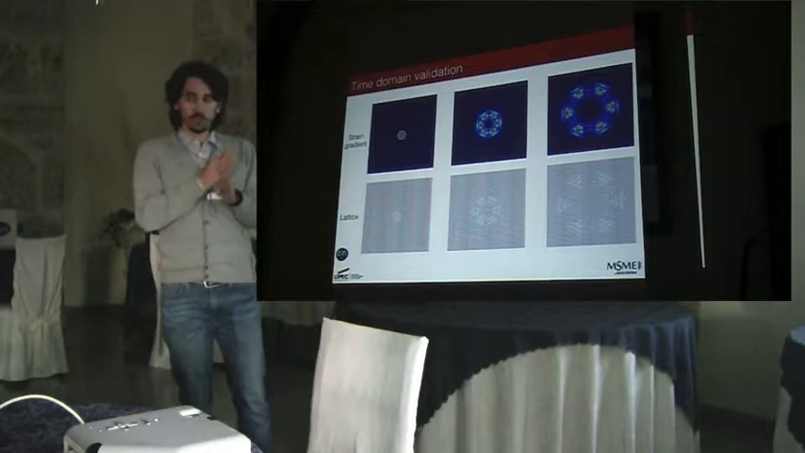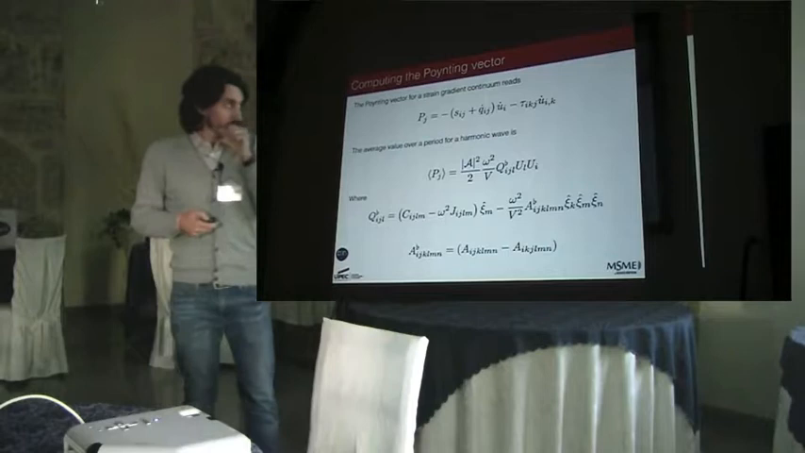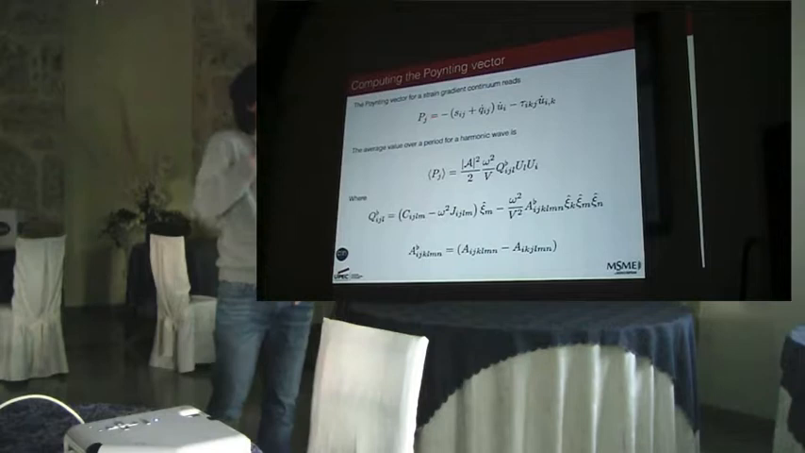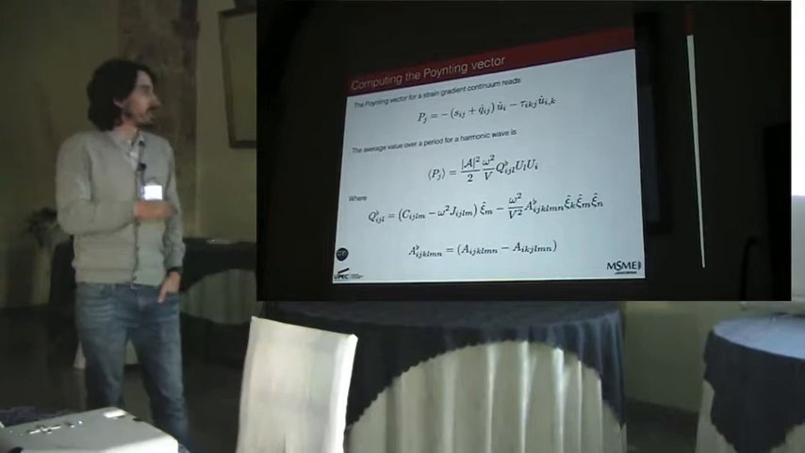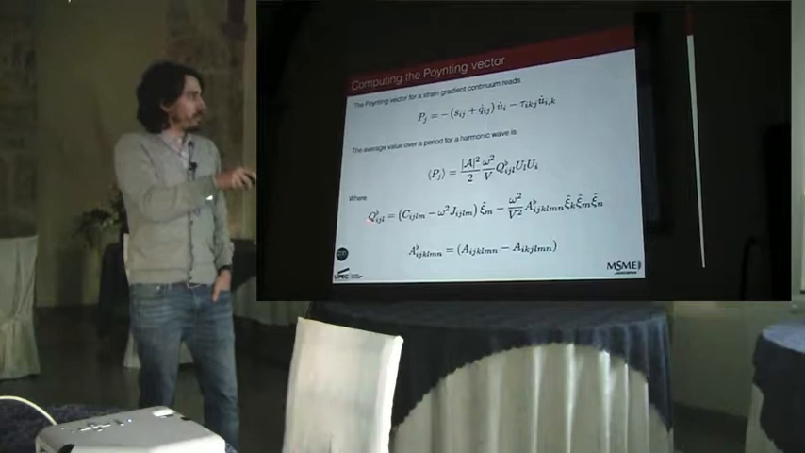So in order to do so, we need to compute the pointing vector. This is the shape of the pointing vector in the case of strain gradient elasticity. It is a bit different from the classic case. The classic case is sigma times the velocity, where sigma is the stress tensor. Here it is more complicated, but to compute this we use this variation of the acoustic tensor.